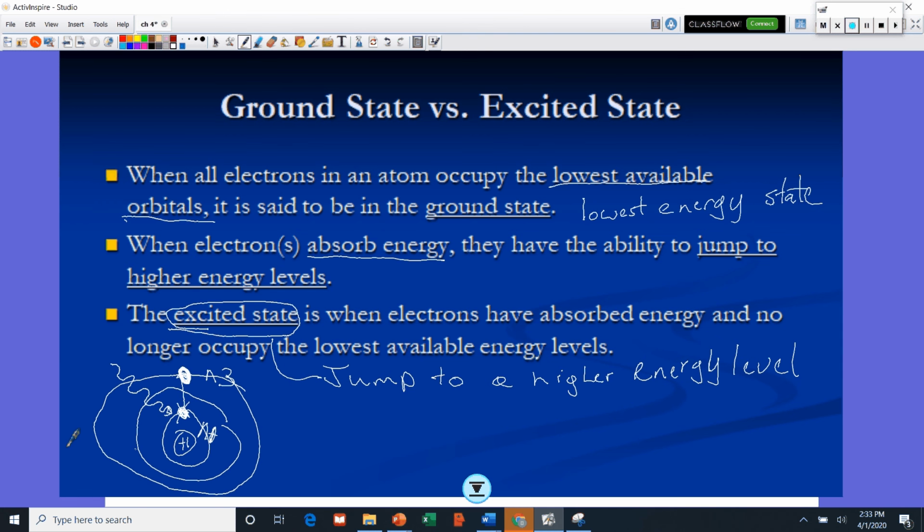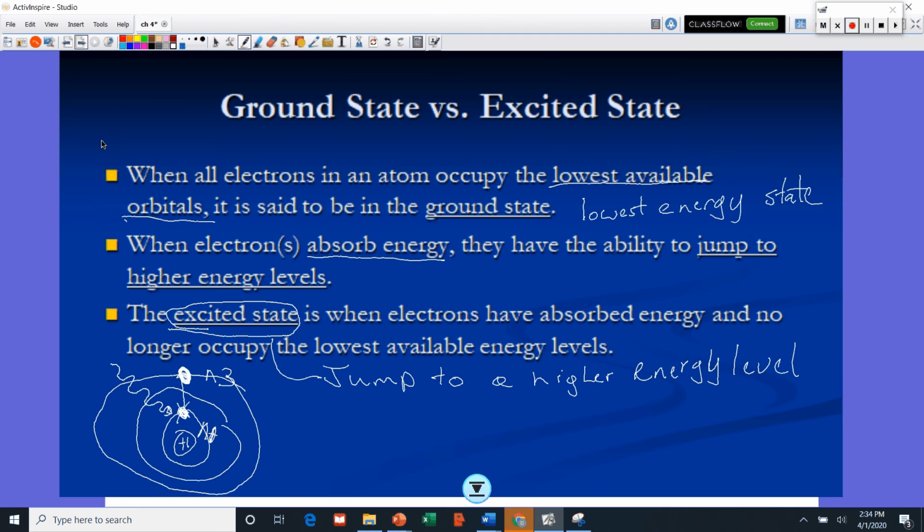Then it'll go around there for a little while, and as it does, it's going to lose some energy, and when it loses that energy, it'll drop back down to its normal state. So here it's excited, here it's ground. I just wanted to go through that and check on that.